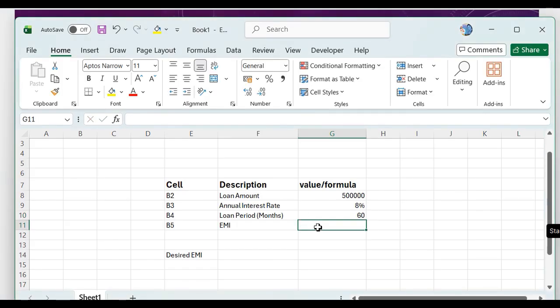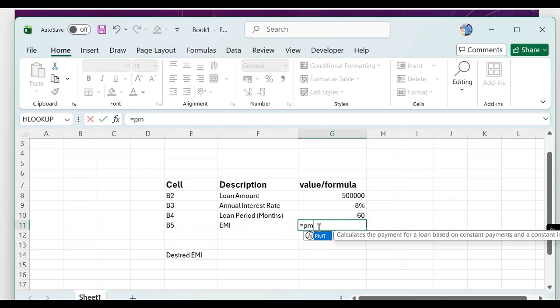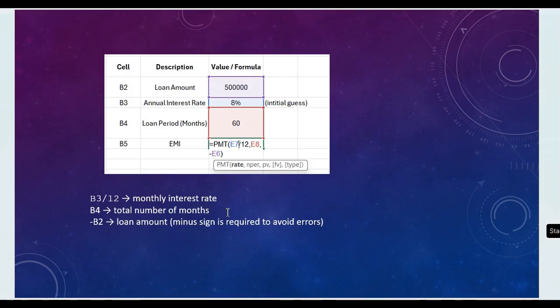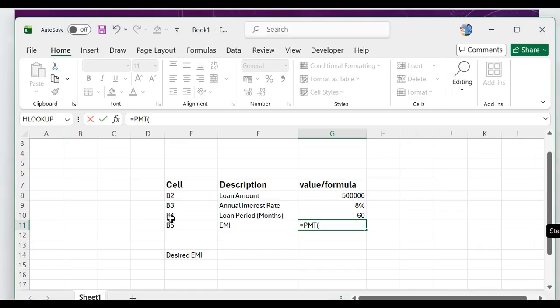Now we have to calculate the EMI, equals to find the payments. So we have to use the payment function. Select the rate, the interest rate. The annual interest rate divided by 12 is the monthly interest rate, so select the annual interest rate and divide by 12.